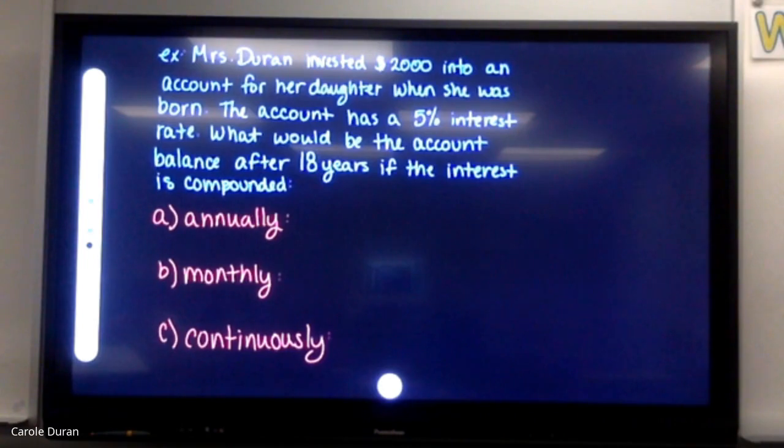So is it to like the exponent of R? Is R for the continuous one? Is R 18? No, T is 18. R is your interest rate, which is 0.05. Wait, what is I? Wait, there's no I.